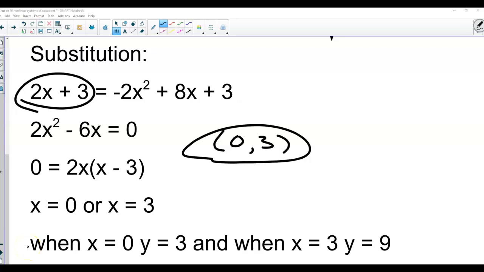And now I have my second x of 3. Got to plug that one in. 2 times 3 is... wow, I misspoke there. 2 times 3 is actually 6. Plus 3 is 9. So my other answer is going to be (3, 9).